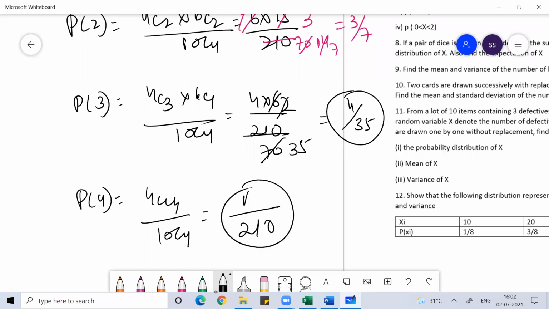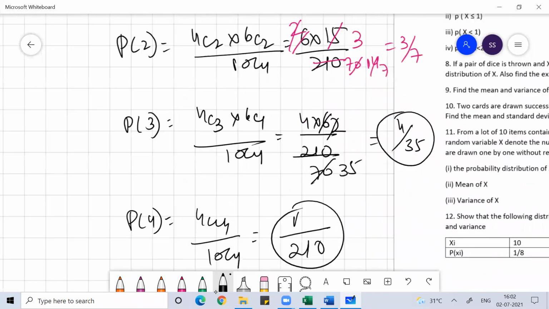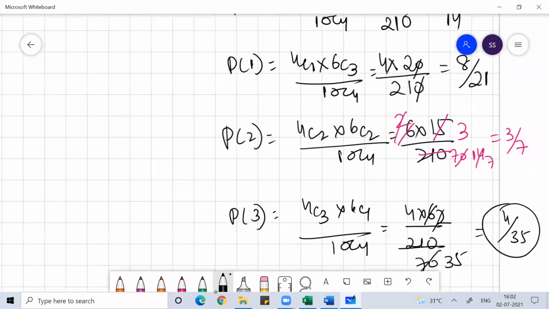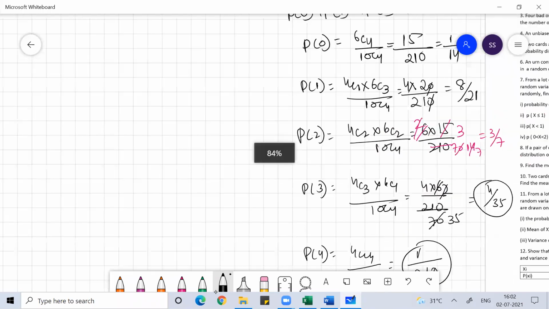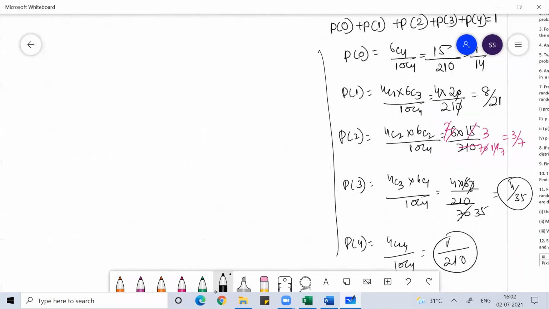You got all the probabilities, right? P0, P1, P2, P3, P4. Now do the sum total of the probabilities. The sum total of all the probabilities should be equal to 1. So you can try P0 plus P1 plus P2 plus P3 plus P4. For an appropriate probability distribution, you know that the sum total of all the probabilities should be equal to 1.